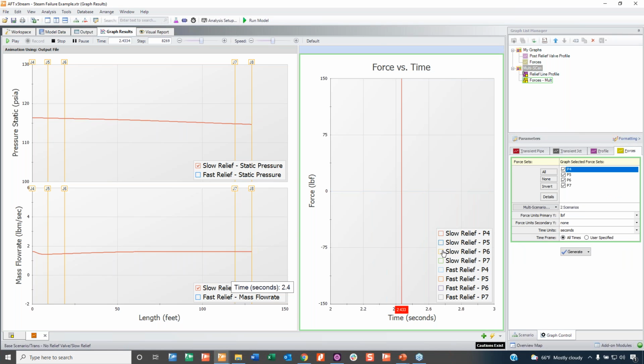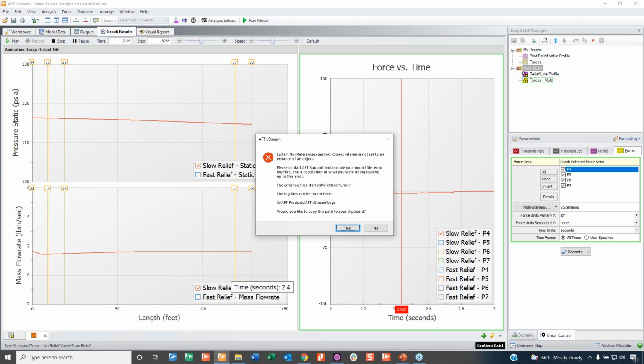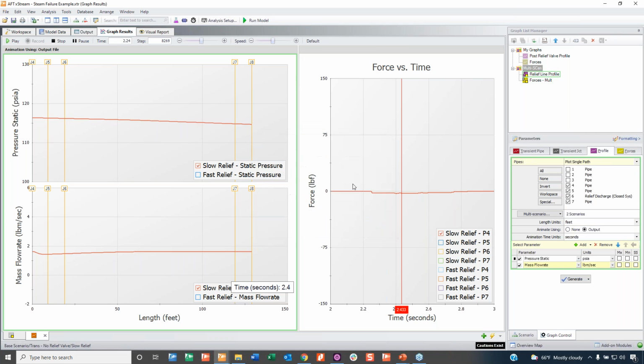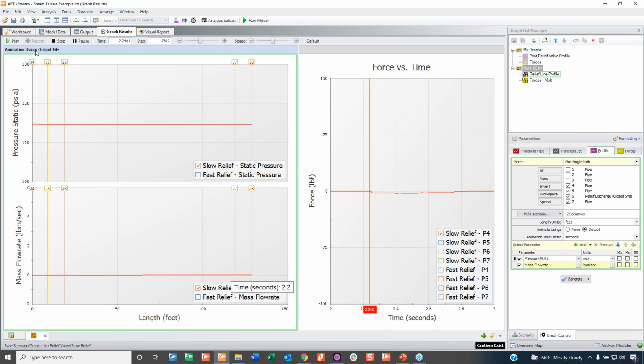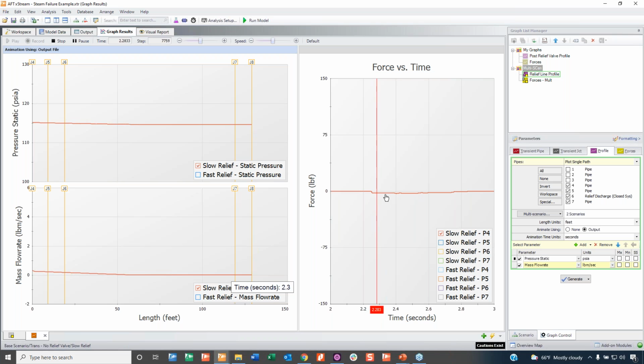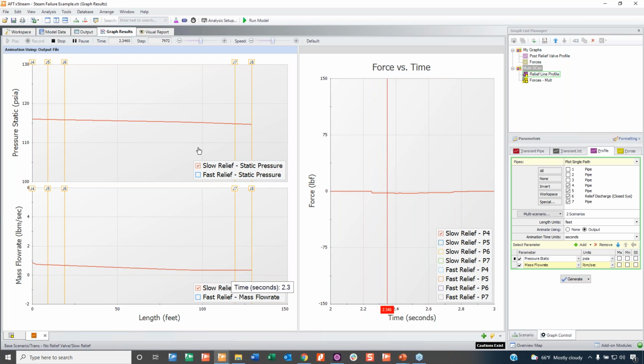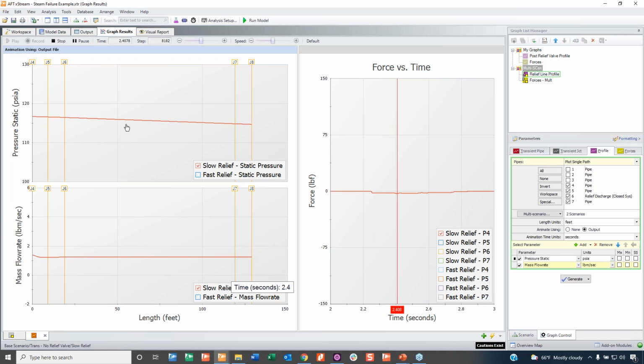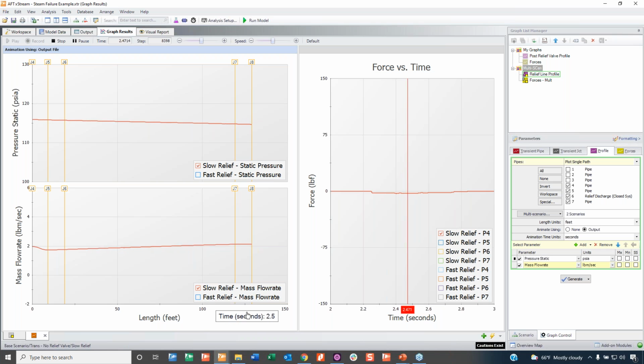So I want to look at just my slow relief. So if we go back to when the relief valve opens, there's just a tiny little blip of a force because the imbalance now is just not so significant. There is technically still a pressure wave, but you don't see it. It's not distinct. And that's why I started with the fast opening, because it's a little easier to see how forces work when it's fast.